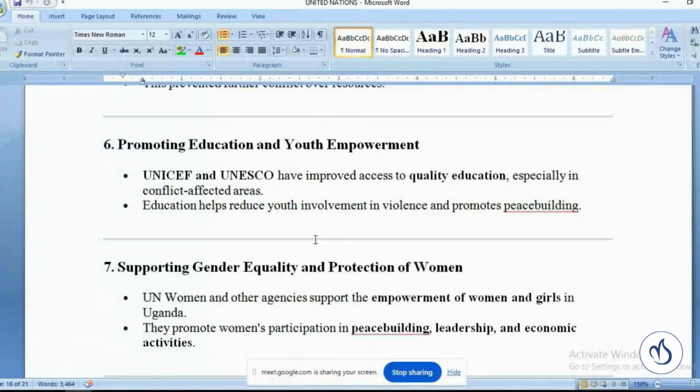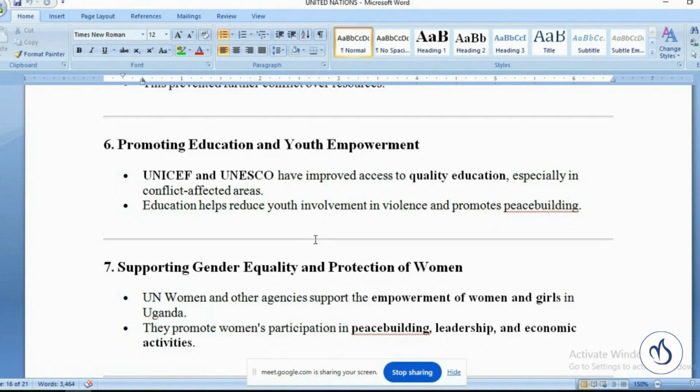Another one, we have promoting education and youth empowerment. UNICEF, that one deals with children. UNESCO, that one deals with education, culture, and science. Improved access to quality education, especially in conflict-affected areas.